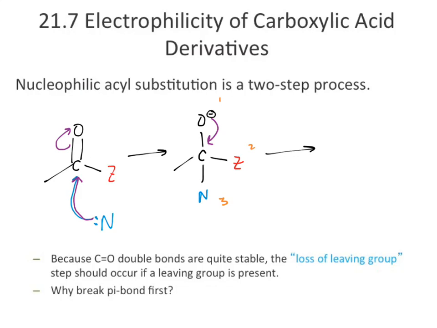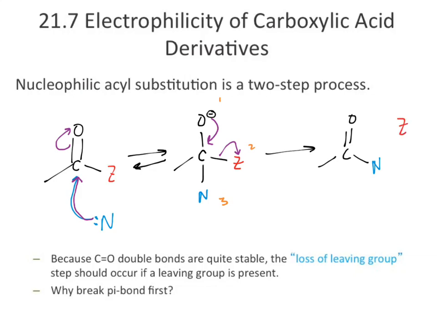Now how many bonds does that carbon have? 5. So we have to break a bond. What bond do we break? Okay. In nearly all cases, we're breaking Z. If we broke our N bond, what happens? Go back in the reverse direction. Okay. Depending on what our Z and N are, we might very well see these reactions happen in equilibrium.